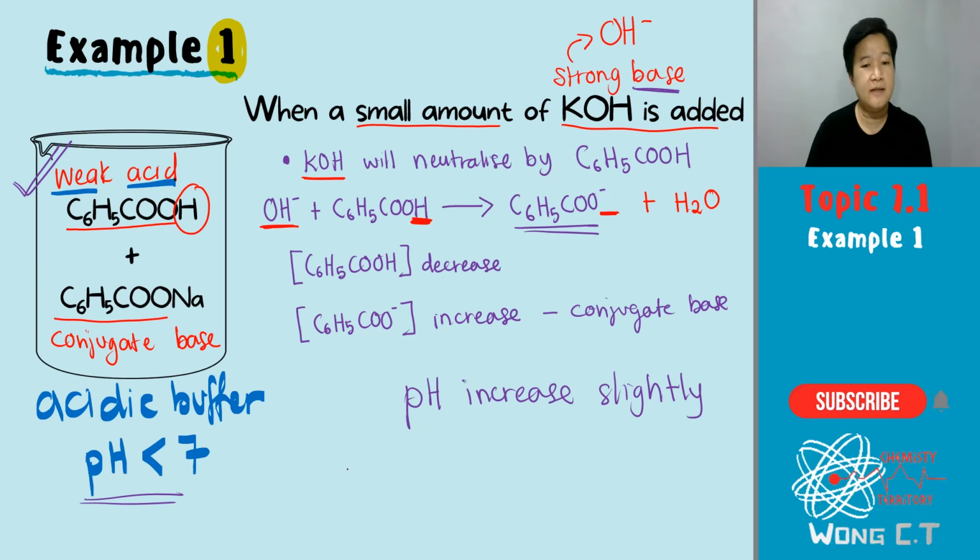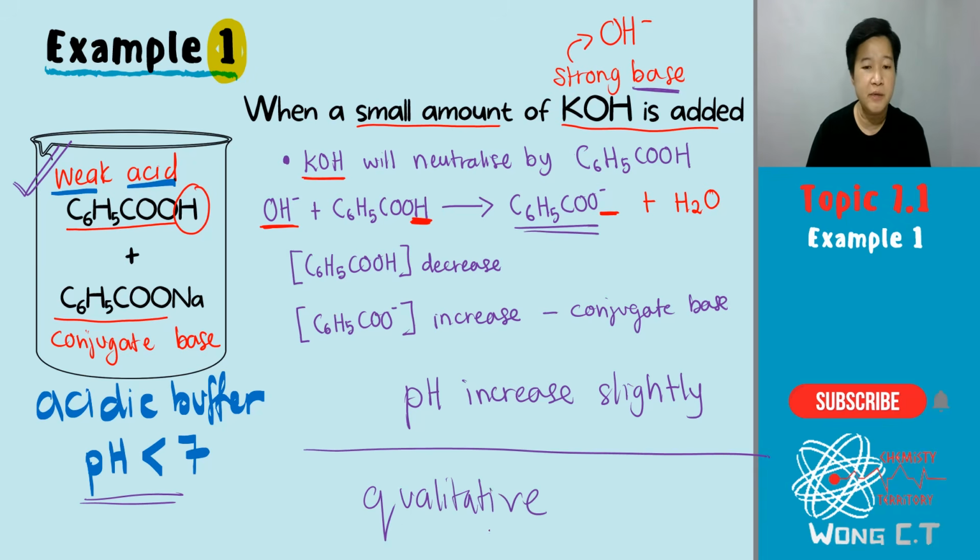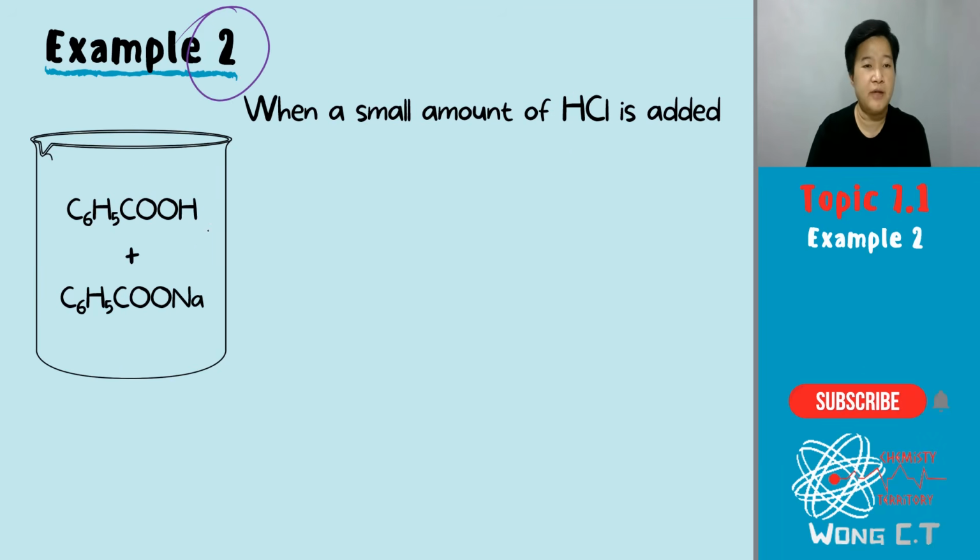Okay? And this is how we answer your buffer solution qualitatively. Qualitative means we are not doing calculation, but we are using theory. So this is the type of qualitative question in your buffer solution. Simple, easy. Next example that we have is having C6H5 again. So it's still your weak acid, the same weak acid, alright? Therefore, over here will again be your conjugate base.